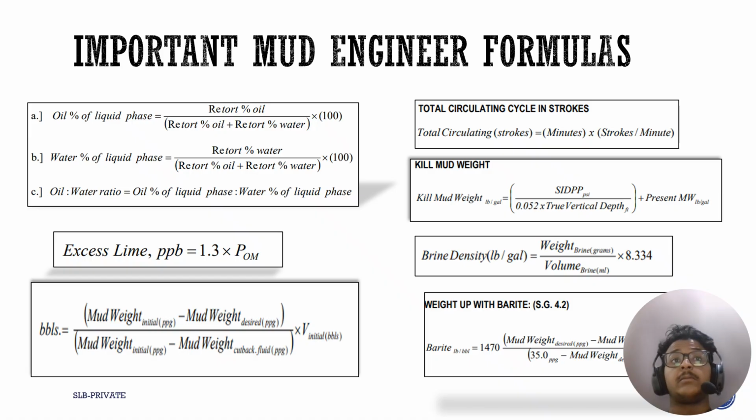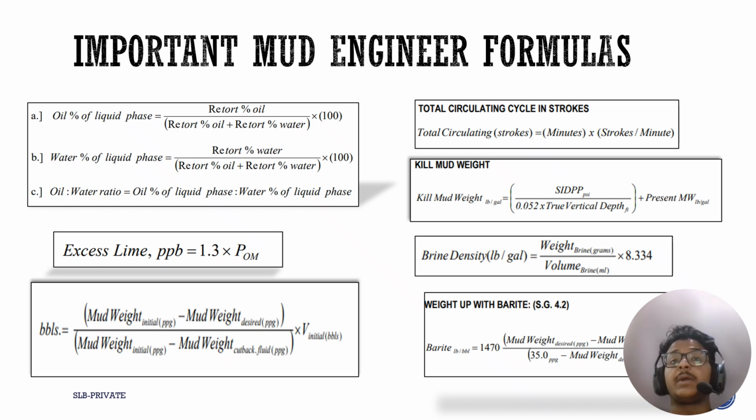These are some important mud engineering formulas. As you can see here, we can know the oil ratio, water ratio, and oil water ratio. Excess lime for the alkalinity test. How to reduce the mud weight using diesel. And in the top right, the total circulating cycles and strokes.